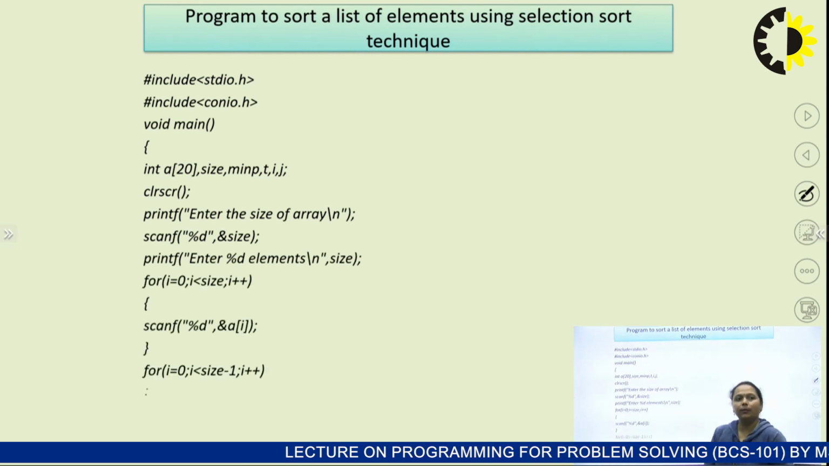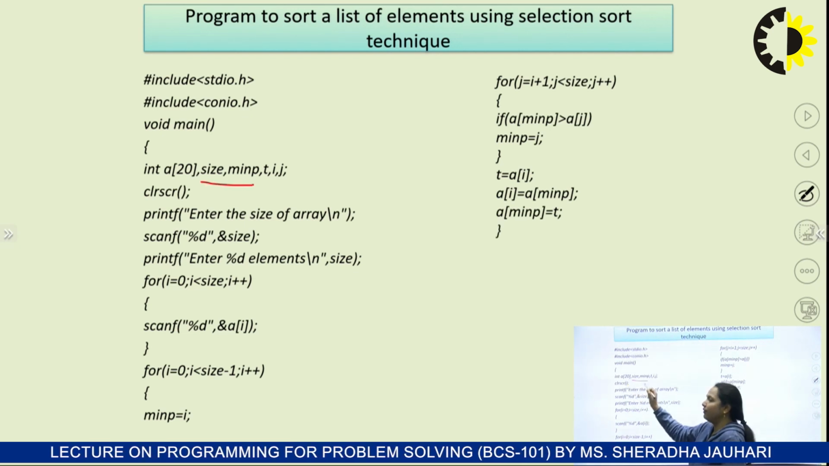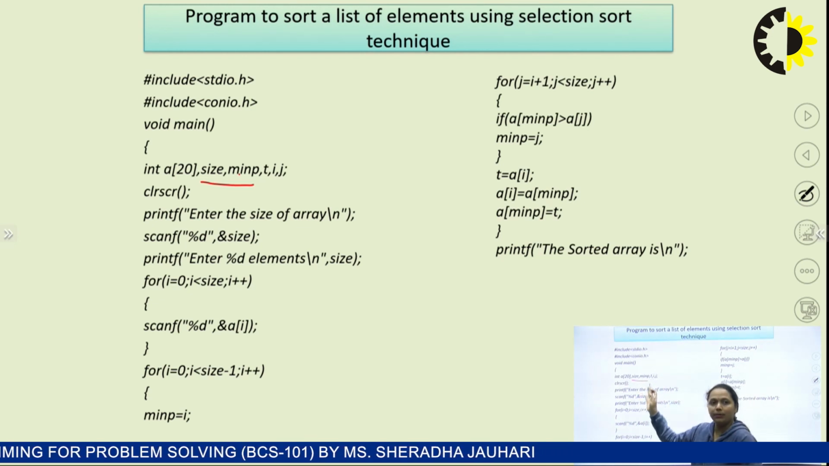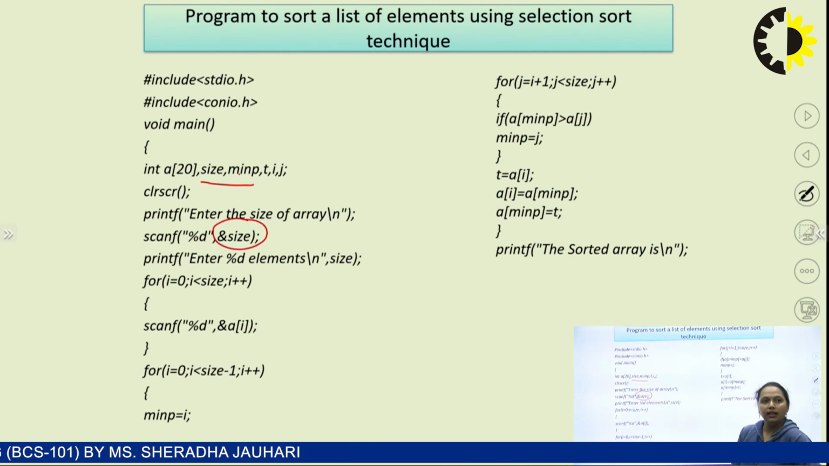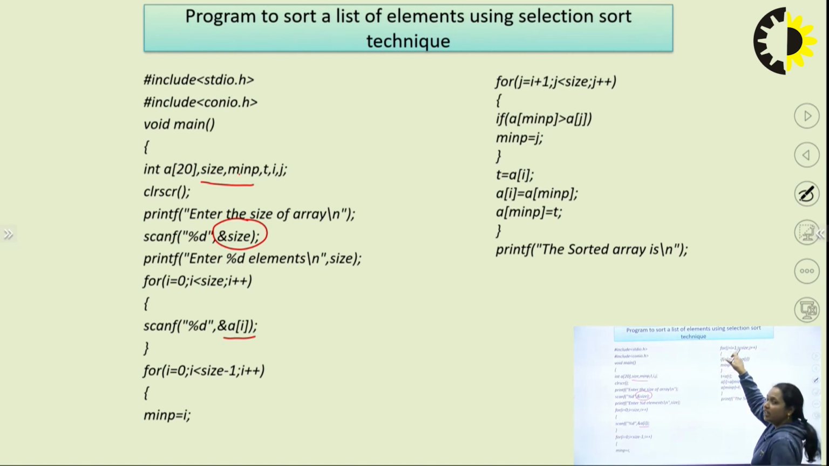Here we can see it with the help of an example program. What we have till here: we have declared the array, we have taken the minimum position, and the t, i, j variables for swapping. Next we have taken the size of the array from the user. After that we have taken elements within the array a[i]. Now i is incremented from 0 to n minus 1. We are assuming the first index value to be the minimum element, and within the j loop we are comparing and looking for the minimum one.